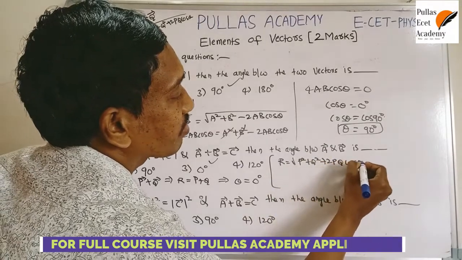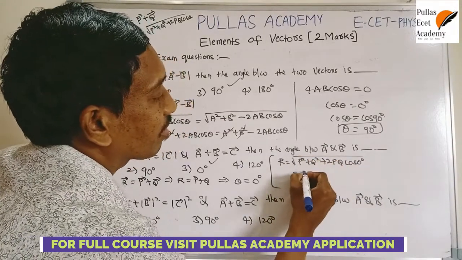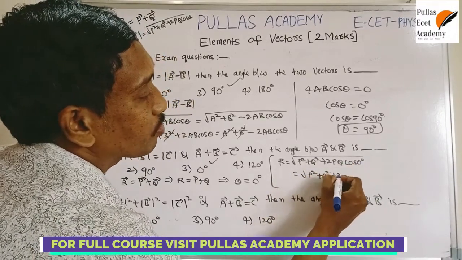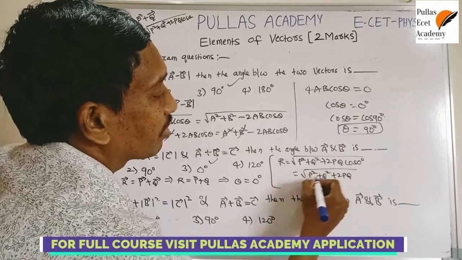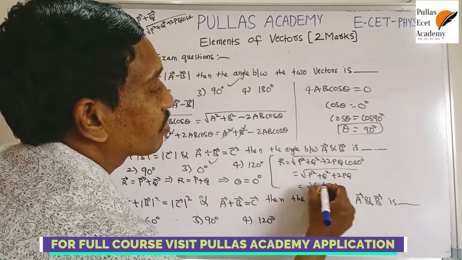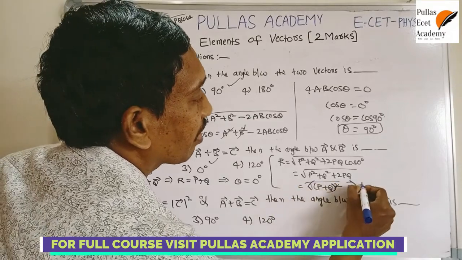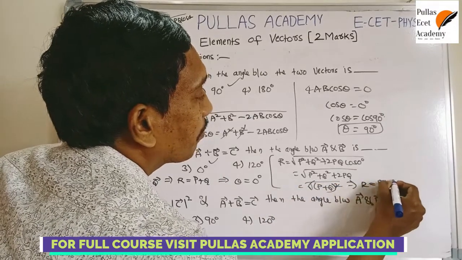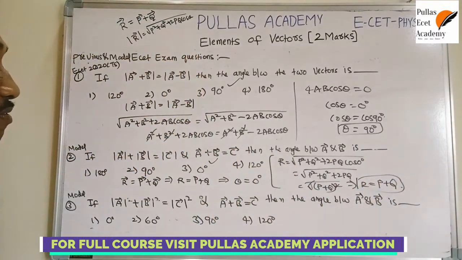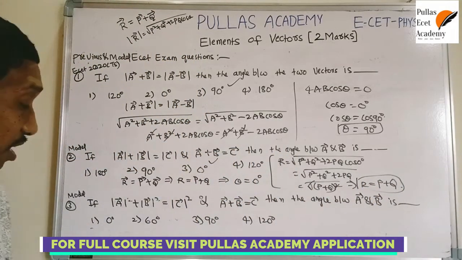If you consider 0 degrees, cos 0 degrees, that means under root of P square plus Q square plus, cos 0 is 1, that means 2PQ. This is the formula. Then under root of P plus Q whole square. Square root cancels, what is the remaining? R is equal to P plus Q. That means when R is equal to P plus Q, theta is equal to 0 degrees. That's which is correct here. Third option is correct.